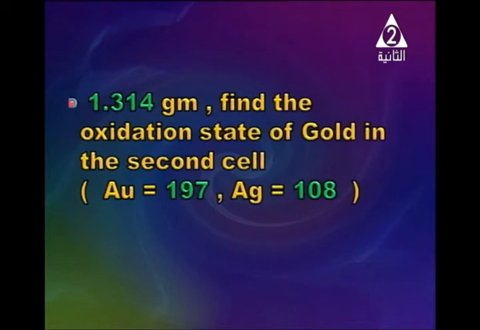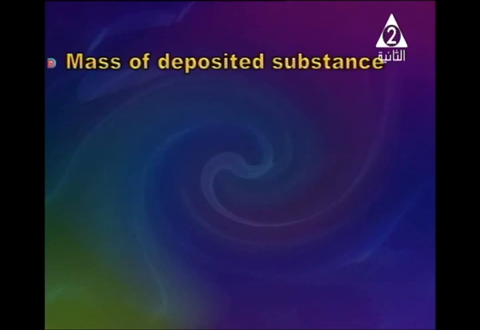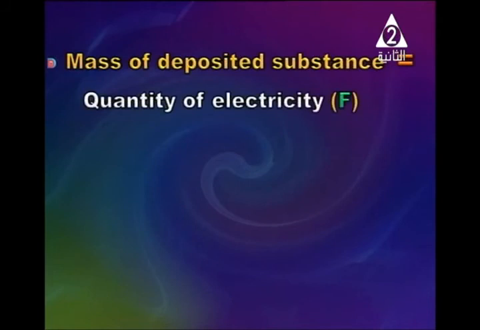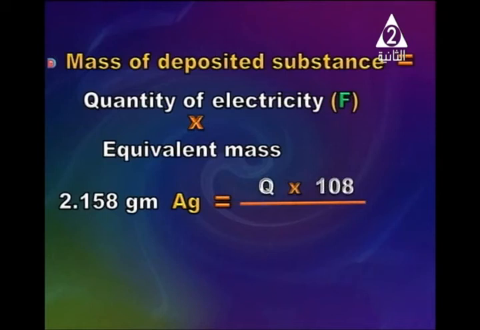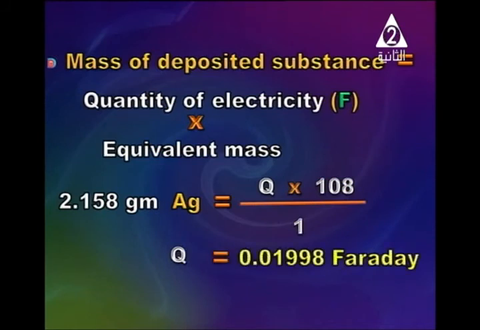To calculate the oxidation state, we want to know the valency of gold in the second cell. So, as we know that the mass of the deposited substance equals the quantity of electricity in Faraday times the equivalent mass of a substance, we have the mass of the silver, 2.158 gram. So it equals the quantity that passes in the two cells connected in series times the equivalent mass of silver, which is equal to 108 divided by its valency, which is monovalent. So we can calculate the Q, the quantity of electricity in Faraday passing in the two cells. It will be 0.01998 Faraday.